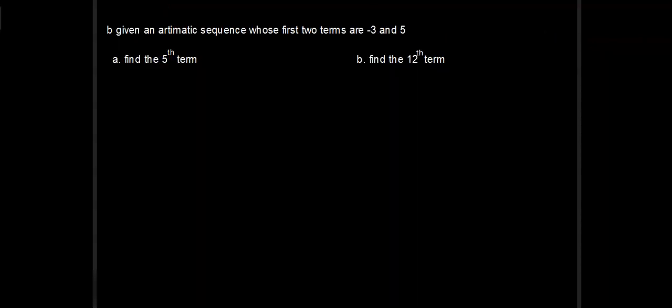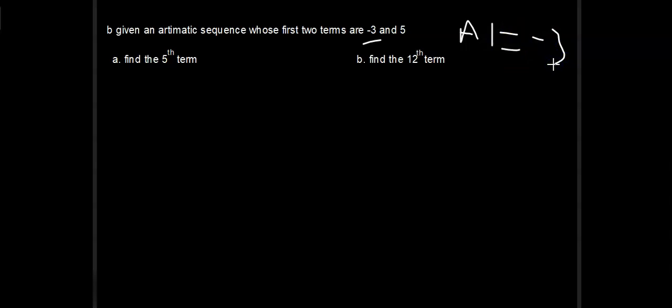Okay, so when we encounter this question, it says: given an arithmetic sequence whose first two terms are -3 and 5. Well, this one seems a little bit tricky, but it's actually so easy because we've got the first term. My A1 value is -3, and it says the first two terms, so the next term is 5.